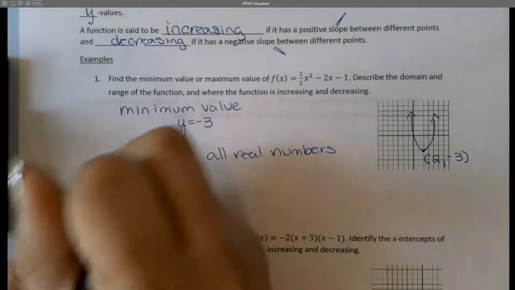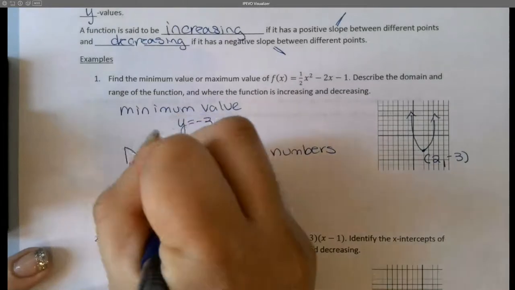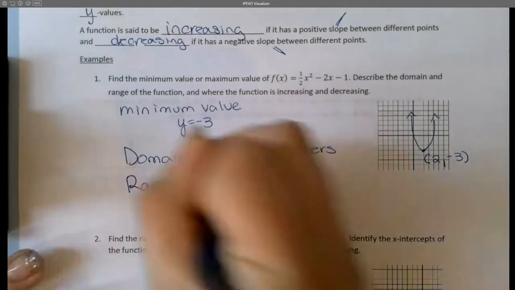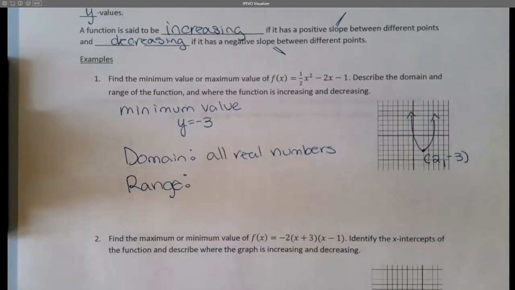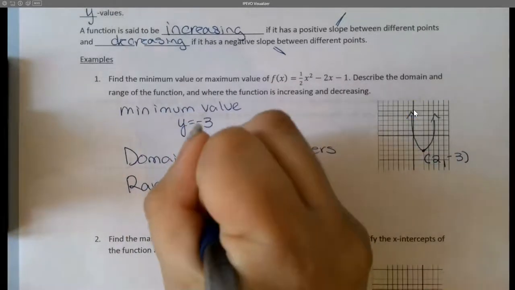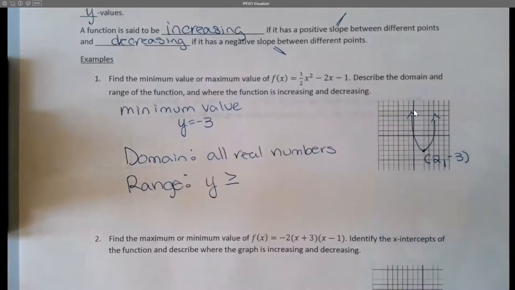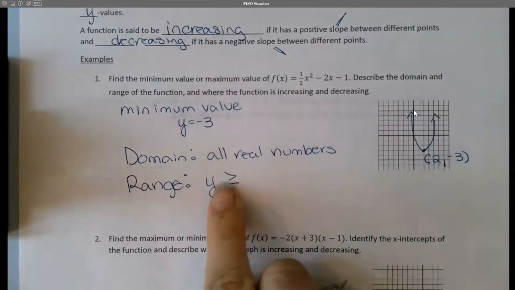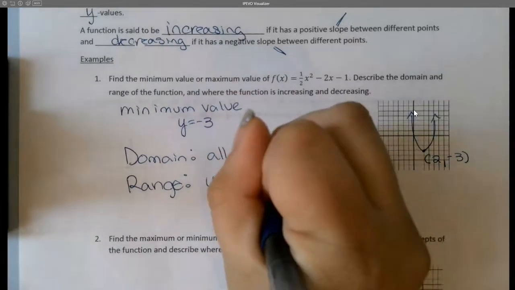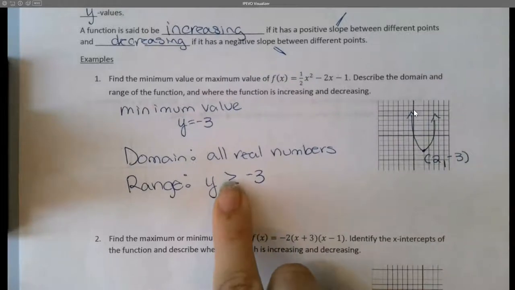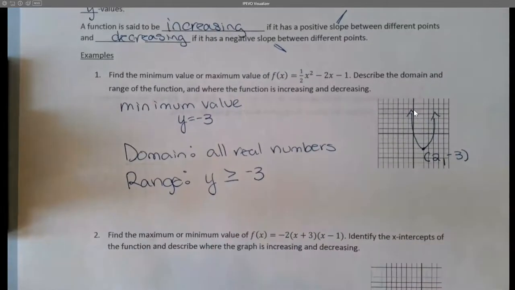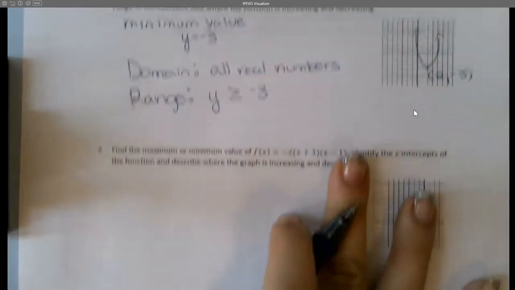Okay. My range is all of the possible values I get out of the function. So if I go back and look at this graph, my lowest point, remember, was y equals -3, and then these arrows go upward forever. It's going to keep going up. So my range is y is greater than or equal to -3, because it goes up, and it includes -3. Remember, the line means to include, the greater than means going up. Okay.